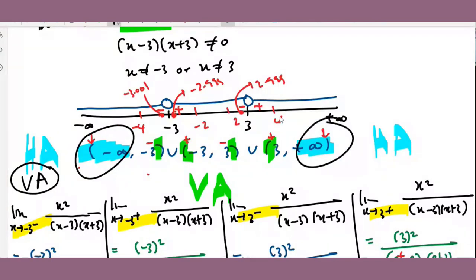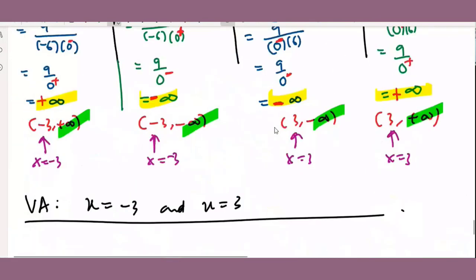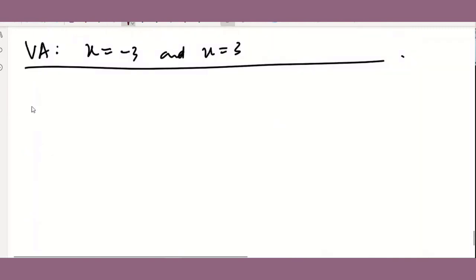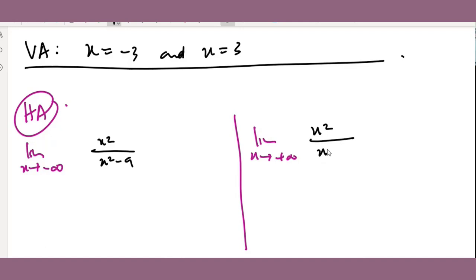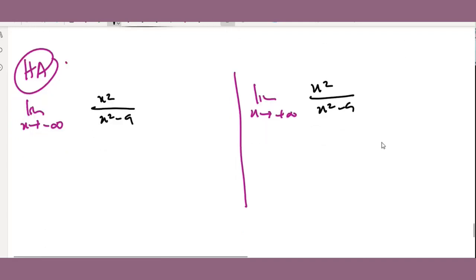Okay, now we have the other two items to test for horizontal asymptote. The second case is to determine the horizontal asymptote. So the limit as x tends to negative infinity, and the limit as x tends to positive infinity. Then the function is x squared over... no need to factorize, just write it. The first step is direct substitution: infinity over infinity, indeterminate form.